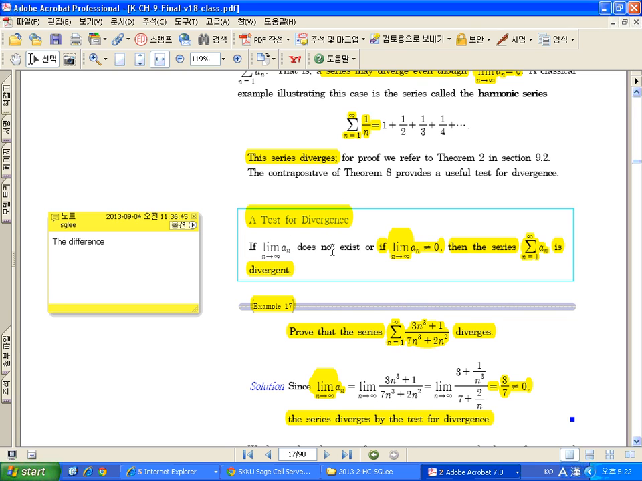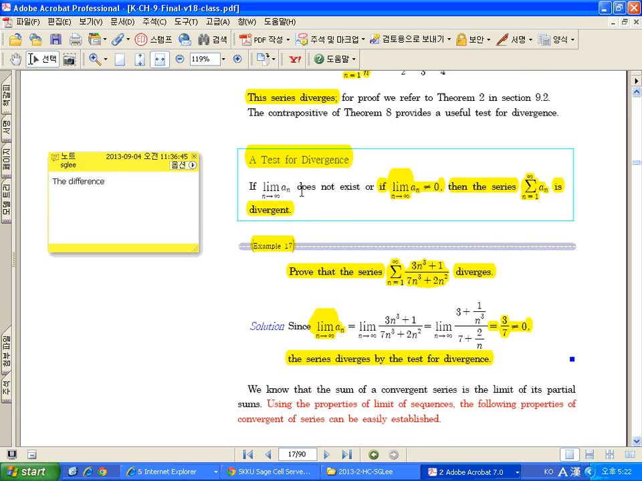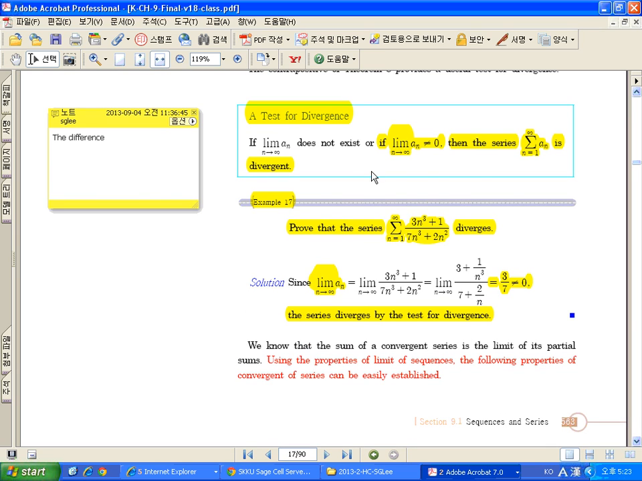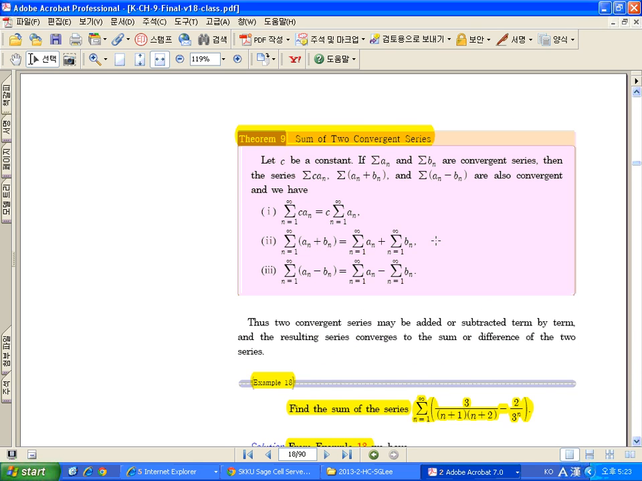Right. And the test for divergence: if the limit of a_n does not exist or the limit of a_n is not equal to 0, then the series is always divergent. That's the contrapositive of the previous theorem. Isn't it? And the next example verifies this test for divergence. The limit of the nth term is 3/7, which is not 0. That means this series diverges by the above theorem.